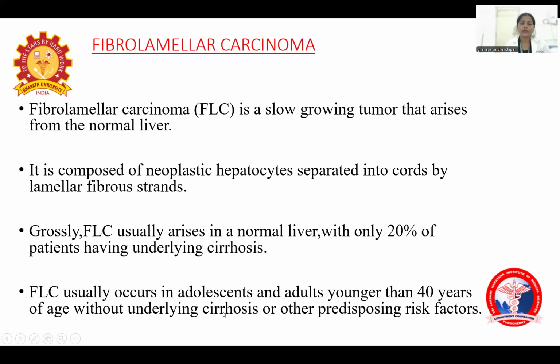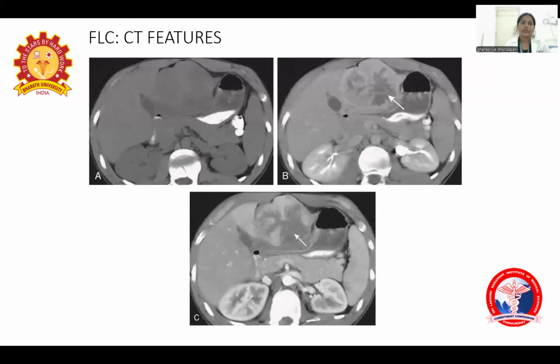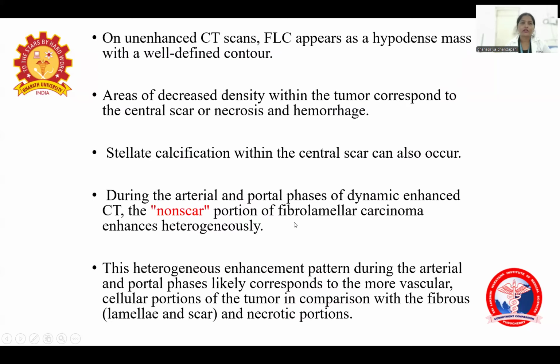On ultrasound, it will appear as a large heterogeneous lesion. In CT, you have a well-defined hypodense lesion which shows heterogeneous enhancement, but there is a non-enhancing central hypodense scar in the lesion. On an unenhanced or plain CT, these lesions will appear as a hypodense mass with a well-defined contour. Areas of hypodensity, or decreased density, within the tumor correspond to the central scar or necrosis or hemorrhage. Stellate calcification within the central scar can also occur.